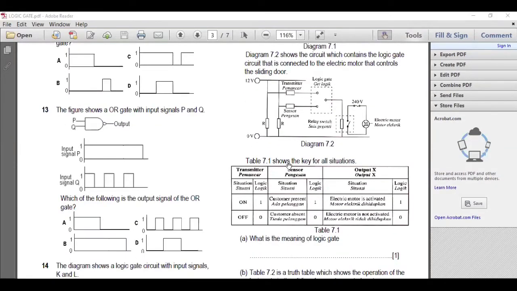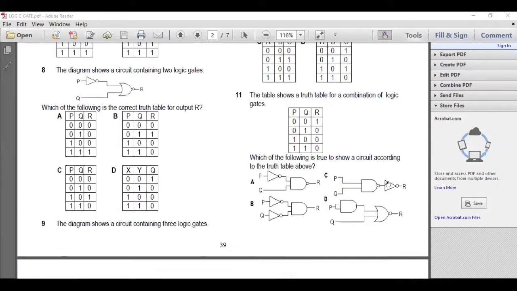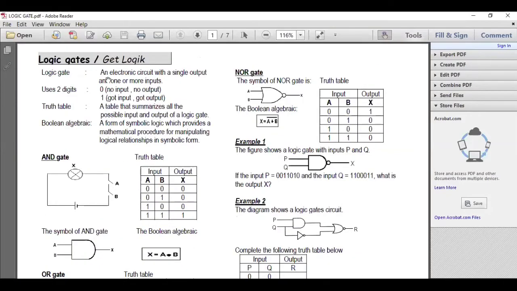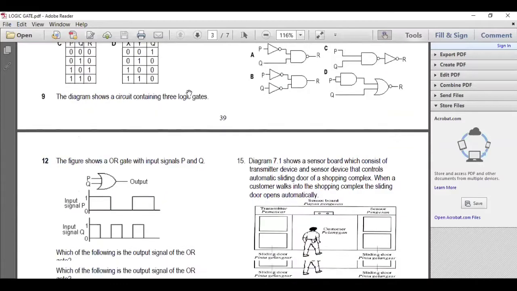Now, table 7.1 shows the key to all situations. Transmitter on is logic 1, off is logic 0. Customer present is logic 1, customer absent is logic 0. Electric motor activated is logic 1, electric motor not activated is logic 0. So what is meant by logic gate? The answer: an electronic circuit with a single output but can have one or more than one input. Okay. Now next.